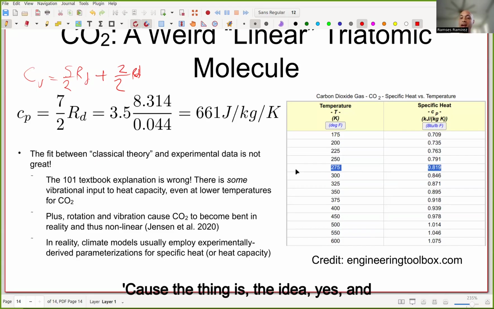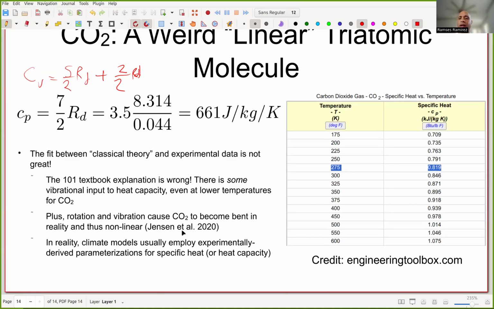For many molecules, vibrational modes don't become important until high temperatures. But for CO2, it actually happens at pretty low temperatures. You start getting some input from the vibrational modes even at typical temperatures, and that's going to mess with the heat capacity calculations. That will interact with your rotational modes and cause CO2 to become bent and slightly nonlinear. That's what's happening here, and that's explained in some papers like this one that I cite here by Jensen et al. 2020. I would recommend reading that for more information.